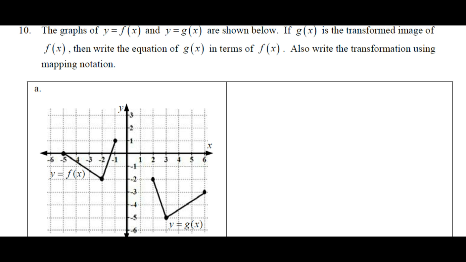There's a whole step of things you go through, and then there's the final switcheroo at the end, which is kind of the key. Also, write the transformation using mapping notation. All right, so we've got to do two things, right? But first, we need to use our words. We need to look at this and see if we can describe in words what's going on here.